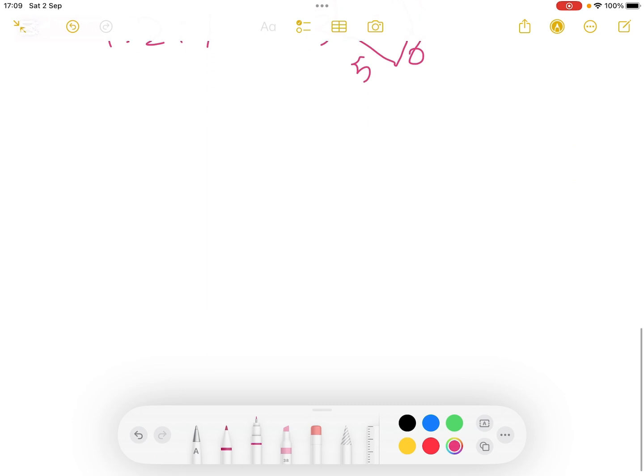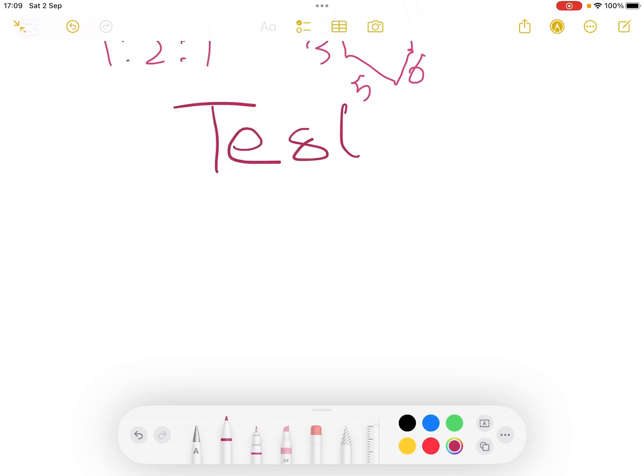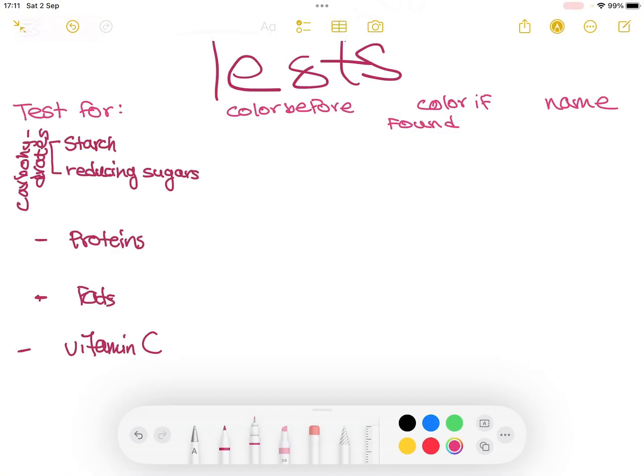Now we get to know more about the tests. So basically over here, you need to know that carbohydrates have 2 tests. One is for only starch, and the other one is for only reducing sugars. Reducing sugars, for example, are other types like glucose, okay?